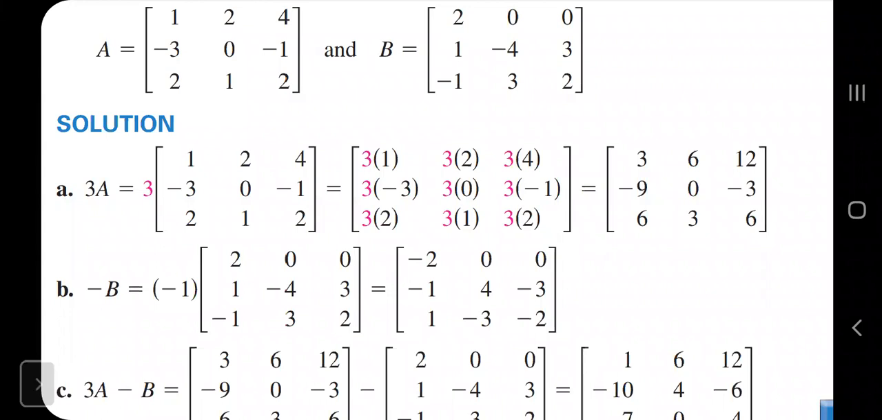Now negative B, let's look at the second example. Negative B, well, that's just negative 1 times everything that's in B. So the top row, 2, 0, 0, now becomes negative 2, 0, 0.